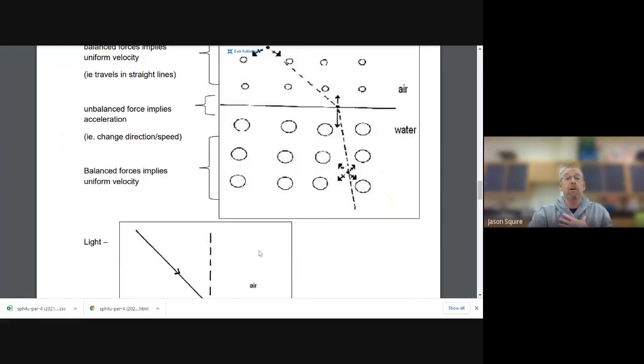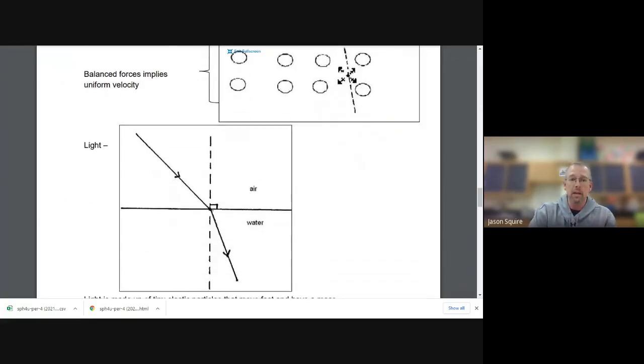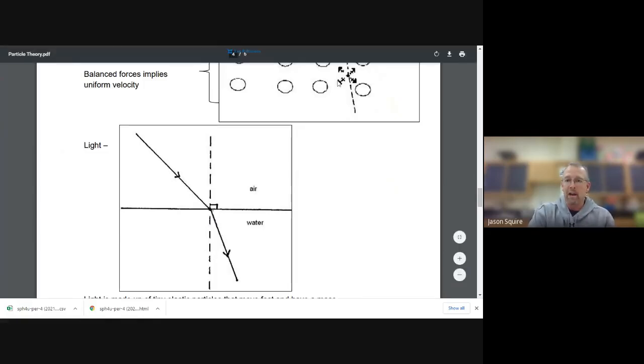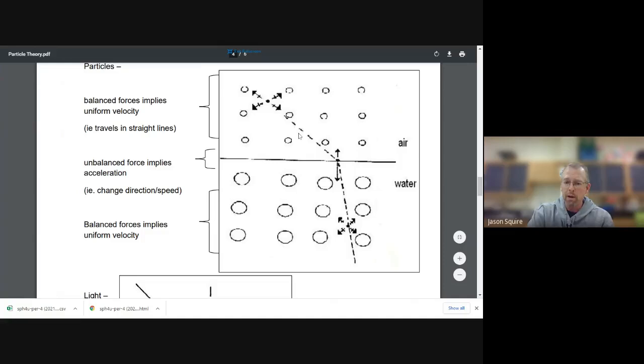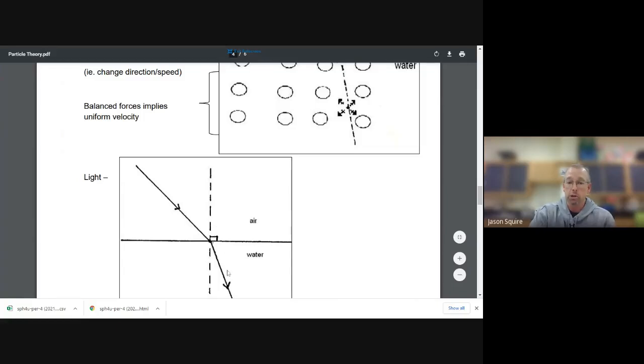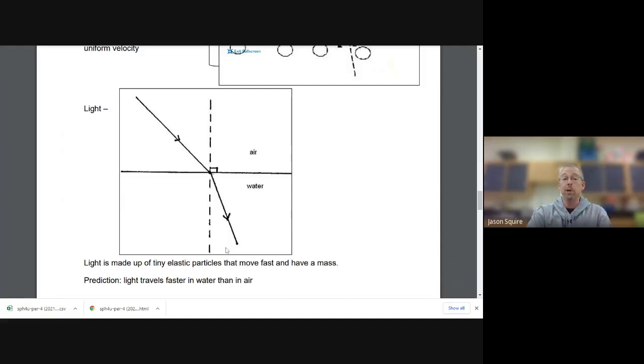So what does that mean for us in this particle theory? That means that light is doing this thing, and if I look at my prediction with particles, these particles are going to speed up as they bend towards the normal. So light must speed up as it's going from air into water. We've just made a prediction. We predicted that light travels faster in water than in air. Now, I don't have any way to show that, but my theory is allowing for us to make that prediction.